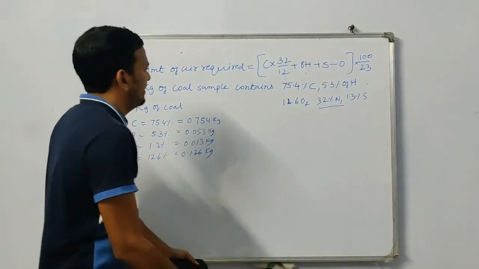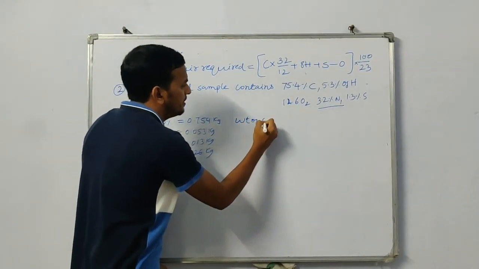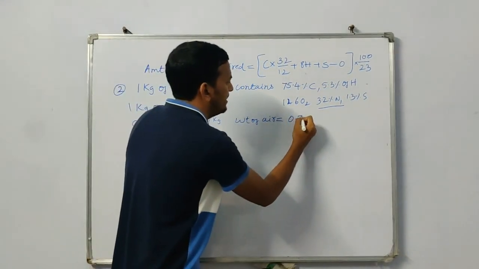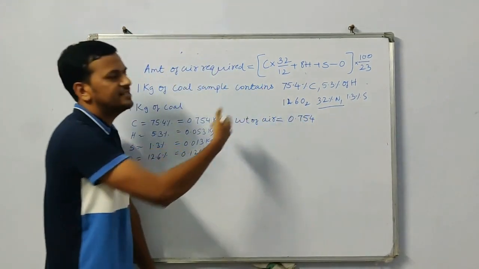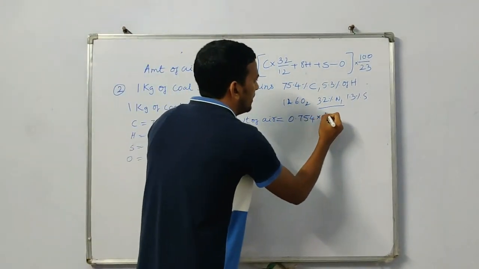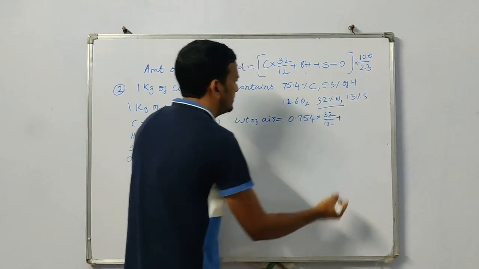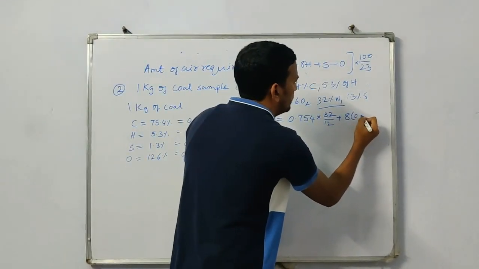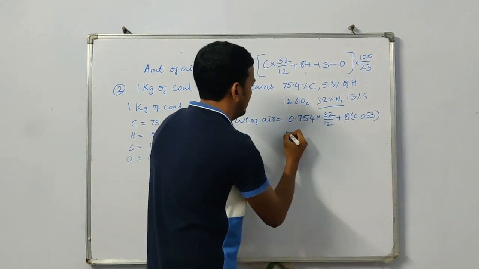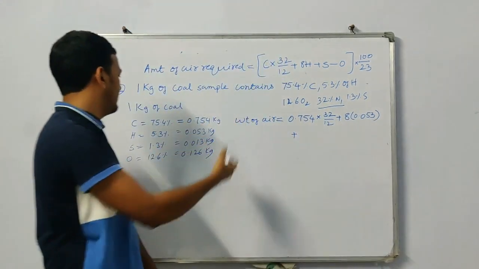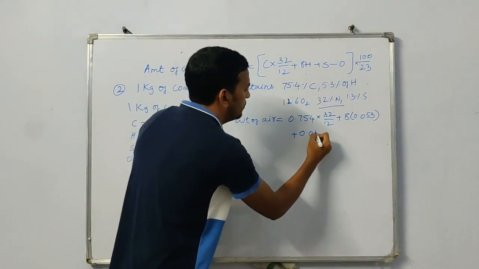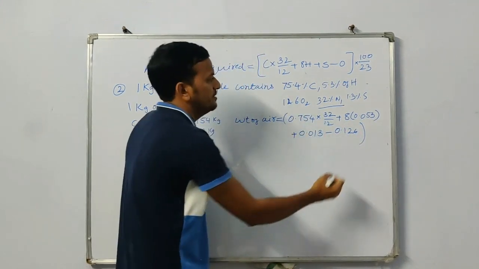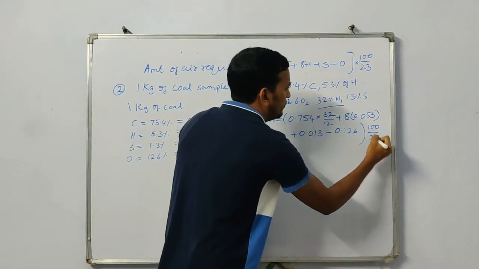So the simple formula again: weight of air equals carbon weight, 0.754. I'm taking in kgs, so I will get the answer in kgs only. 0.754 into 32 by 12, plus hydrogen, 8 into 0.053, and sulfur weight, we can directly take the sulfur weight, 0.013, minus 0.126, which is the weight of oxygen, into 100 by 23.